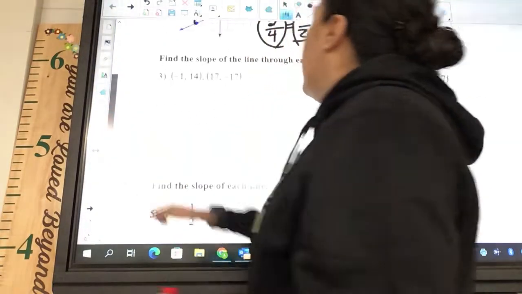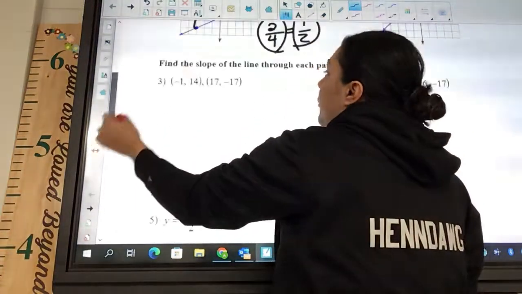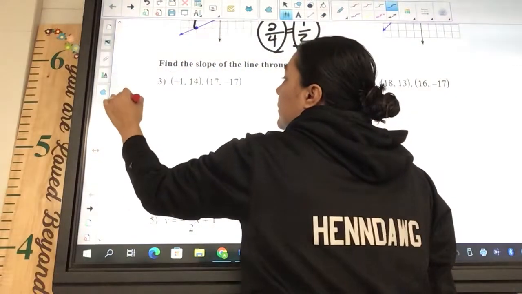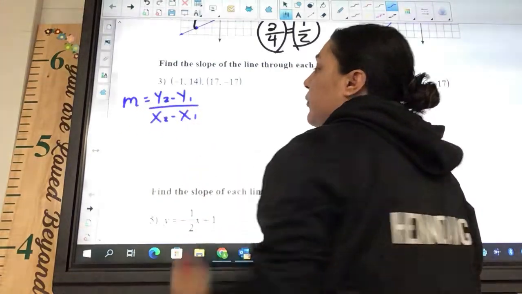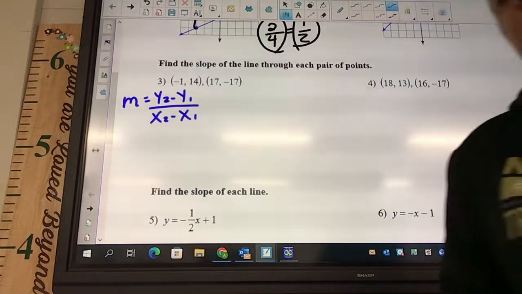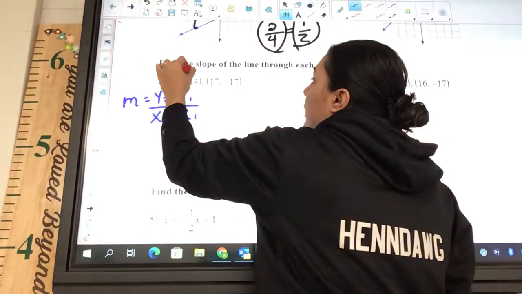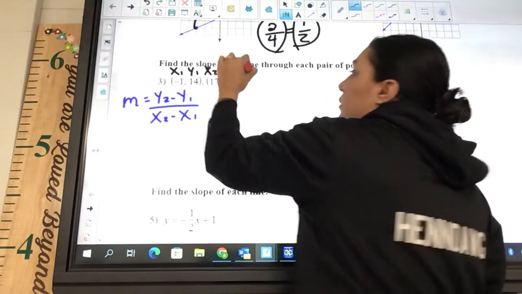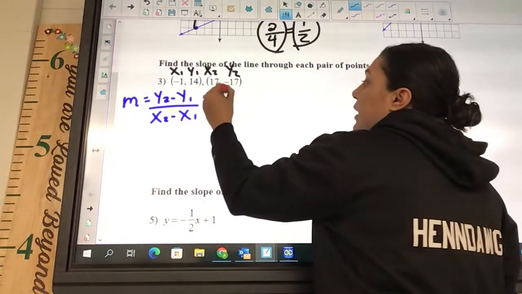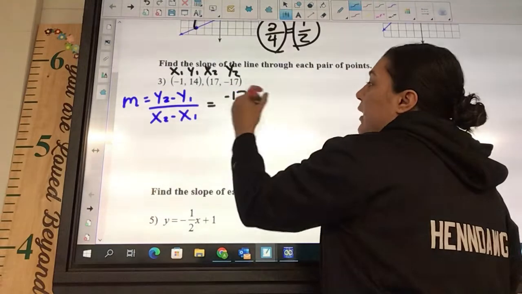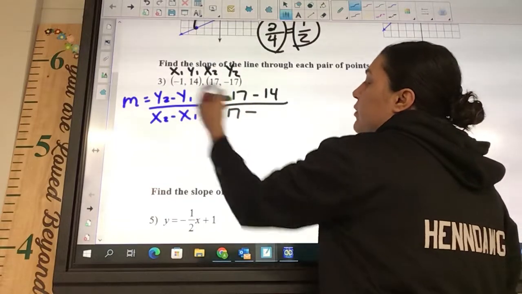The next one says find the slope of the line through each pair of points. So our slope formula is this. The formulas will not be in the room, so make sure that you take a second today and write them down on your sheet. That's our formula, and we're going to go through and label x1, y1, x2, y2. So we got y2 is negative 17 minus my y1 is 14, over x2 is 17 minus x1 is negative 1.